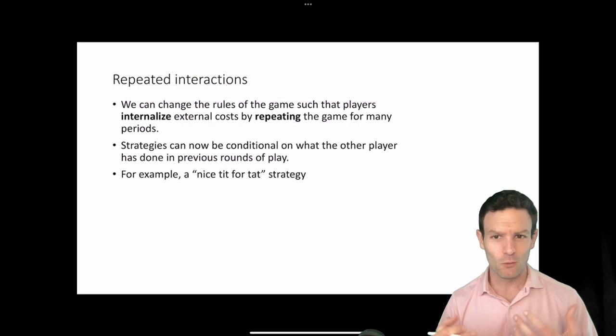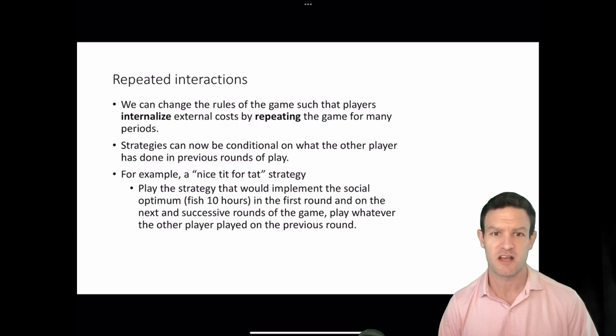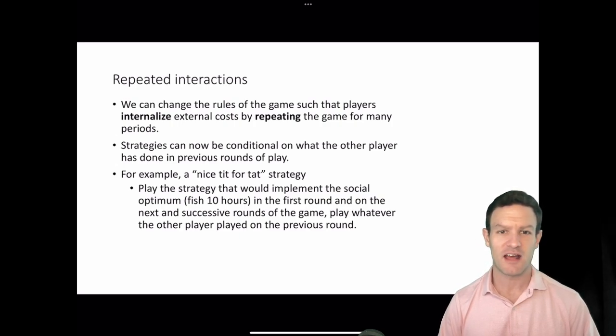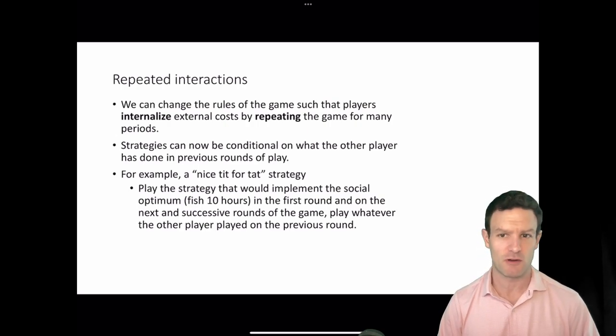One example of this is what we call a tit-for-tat strategy, or a nice tit-for-tat strategy. A nice tit-for-tat strategy is the following in this context. Play the strategy that would implement the social optimum, which is fishing 10 hours, in the first round, and in the next round and successive rounds of the game, play whatever the other player played on the previous round.